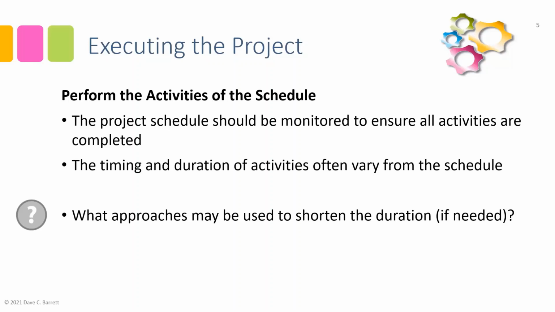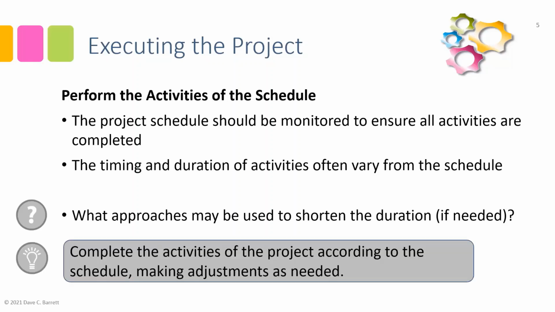And another solution, though often not the one to address first, would be to reduce the scope of the project. If there are some things that can perhaps not be done, then that would allow the schedule of the remaining work to be shortened. Now, this, of course, would be done in consultation with key stakeholders and the project sponsor and so on. Project teams wouldn't just arbitrarily reduce the scope of the project. So, key idea: complete the activities of the project according to the schedule, making adjustments as needed.